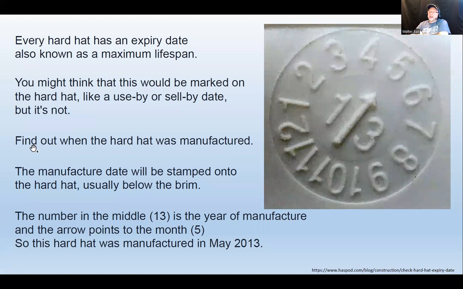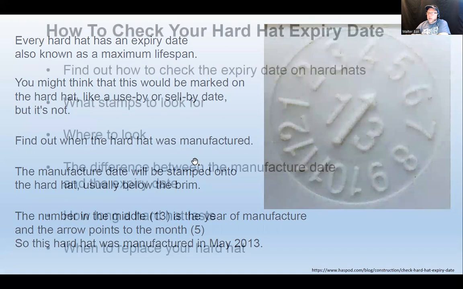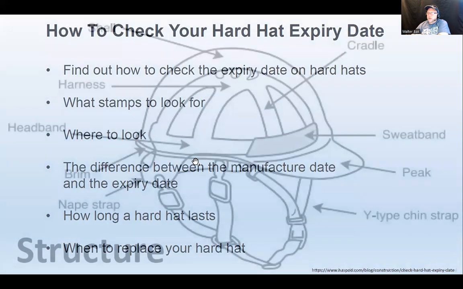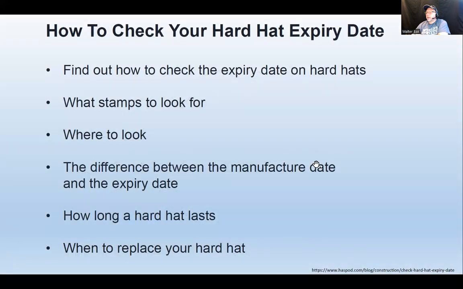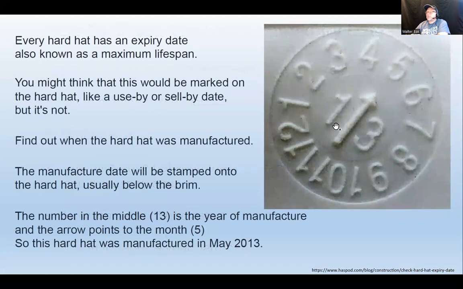I'm not going to read that. Find out when the hard hat was manufactured. So how do we find that? The manufacture date will be stamped onto the hard hat, usually below the brim. Under the peak, usually. Here's the brim, and here's the peak. You turn a hard hat upside down and you look underneath the hood right here under the peak, and you're going to see something like this. Some manufacturers might put it somewhere else, but it's usually underneath the hard hat.